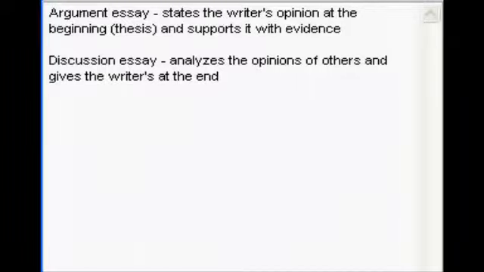Okay, so in a way, an argument essay and a discussion essay are kind of inverted versions of each other. In the argument essay, you're giving your opinion right at the beginning. You're saying, this is what I believe, and then the whole essay, you're saying why you believe this. In a discussion essay, you're looking at the opinions of other people. So basically, you're saying, I'm looking at this person's opinion, I'm looking at this person's opinion, and at the end, you say which one you feel is stronger, and which one you would agree with. So in a way, you're not giving your opinion at all until the end of the essay.